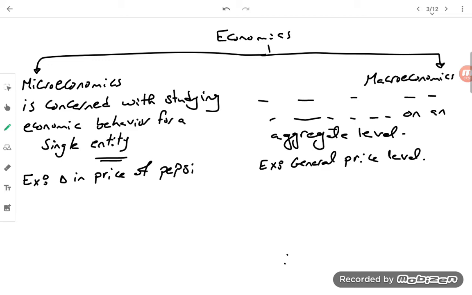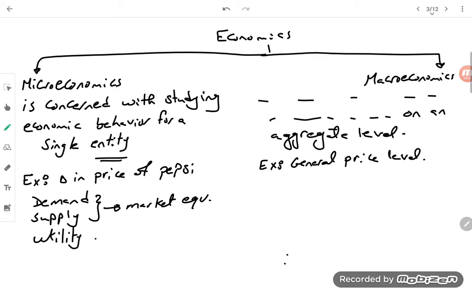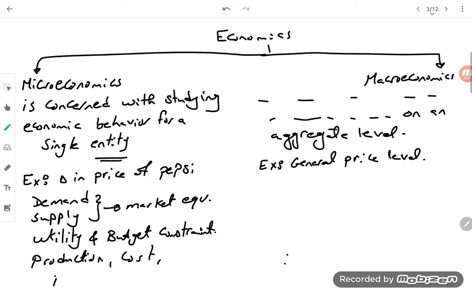So when we are going to talk about microeconomics, we can talk about demand for specific products or supply. And from this, we can find market equilibrium. And if you are going to talk about the consumer in more specific analysis, we can talk about the budget constraint and the indifference curve, or the utility. And if you are going to talk about the producer, so we have to talk about production and cost and profit maximization.